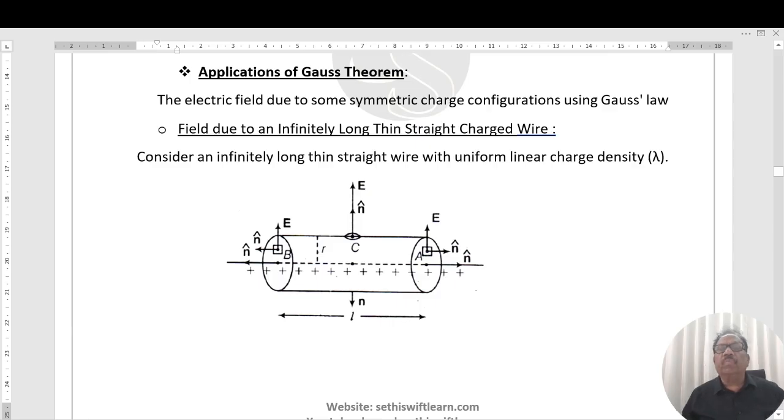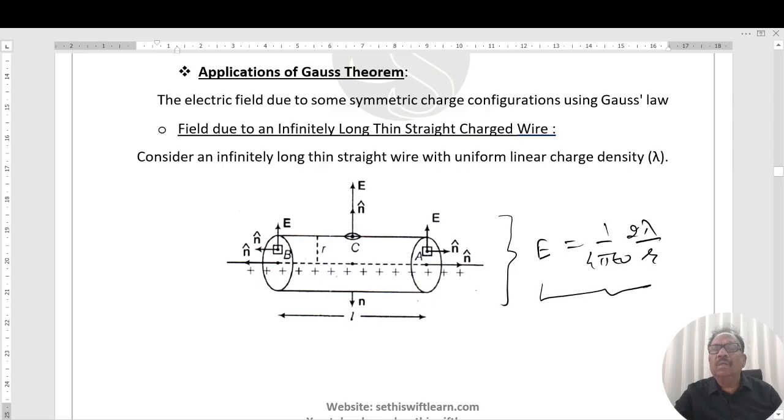Now, application of Gauss's theorem. Electric field due to some symmetric charge configurations using Gauss's law. Electric field due to an infinitely long thin straight charged wire is given by 1 over 4 pi epsilon naught twice lambda by r. All derivations are important, you can go through them. Right? Now, this is the end result.